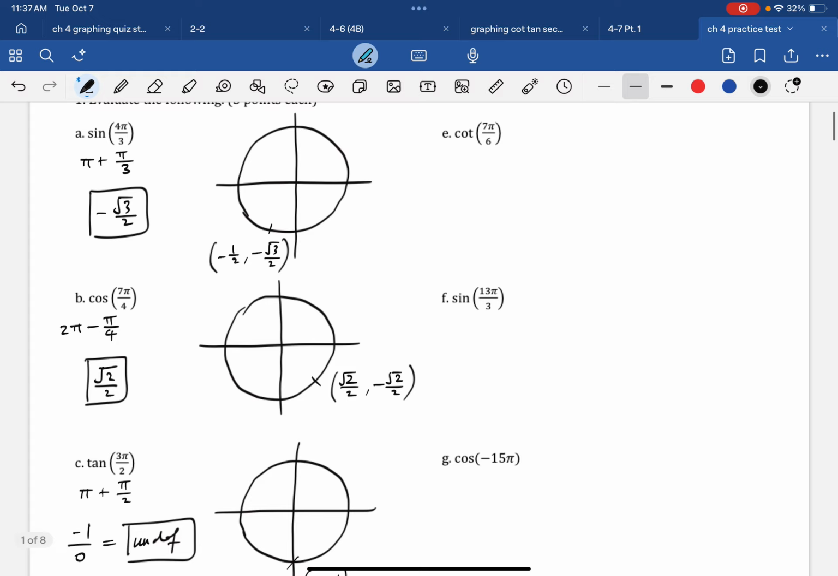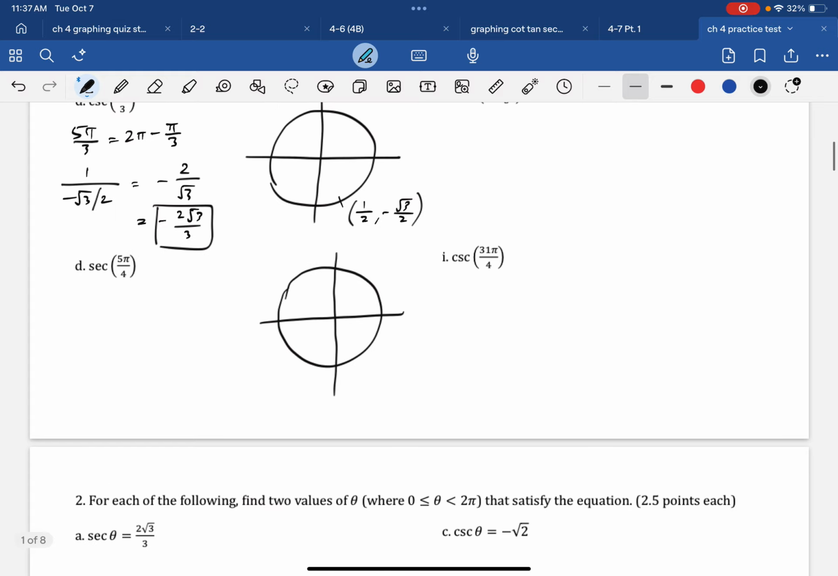Next is 5 pi over 4, secant. I think we did that earlier, right? No, we didn't. 5 pi over 4 is just pi plus pi over 4. So that's right here, which will be negative root 2 over 2, negative root 2 over 2. And secant is 1 over cosine, so that's 1 over x, which is minus root 2.